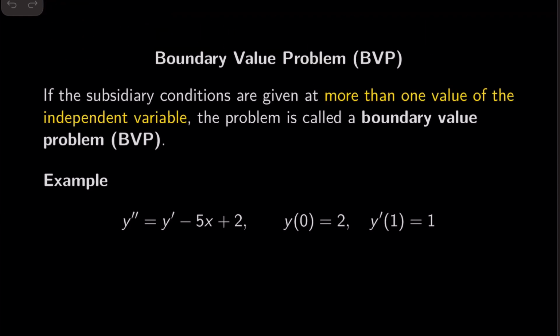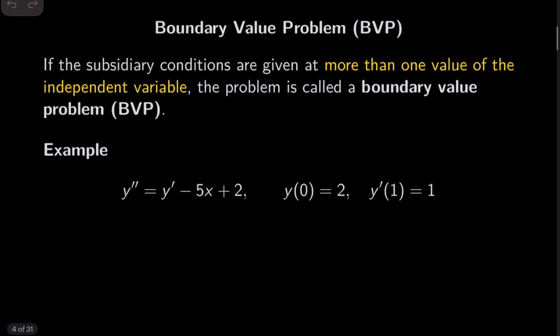Boundary value problem. If the subsidiary conditions are given at more than one value of the independent variable, the problem is called a boundary value problem. In this example, the value of the independent variable in the first subsidiary condition is given at 0, and the value of the independent variable in the second subsidiary condition is given at 1. In this case, we call this problem a boundary value problem.